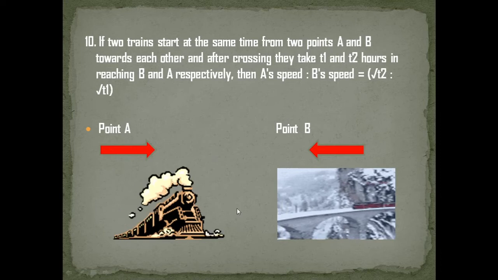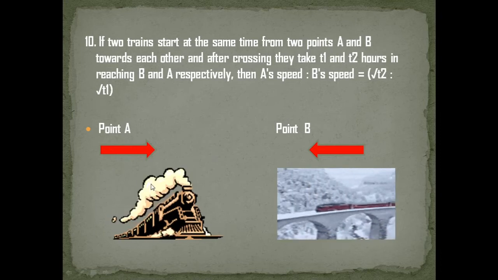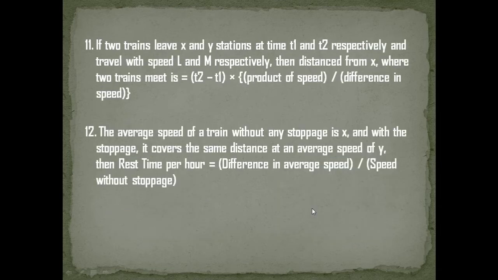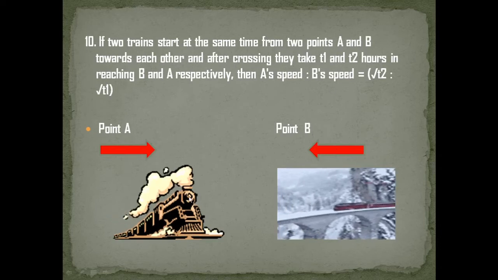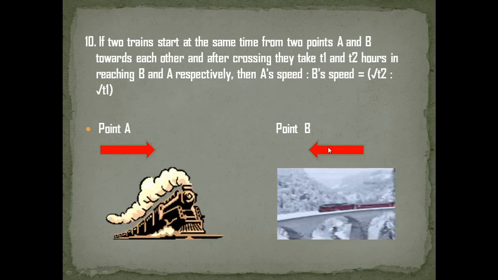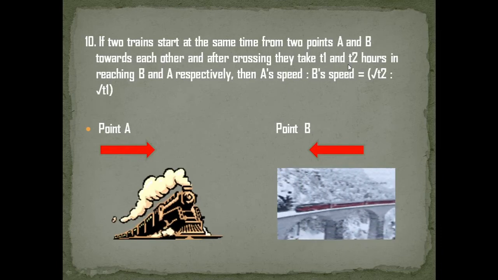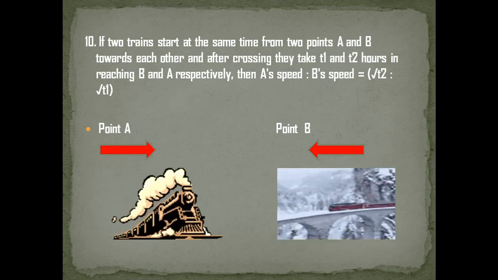So this train will cross this train and it has to reach the point A. After crossing this train, the time taken to reach point A by this train will be T1, and the time taken by this train to reach this point B will be T2. So this T1, T2 is the time taken by the trains to reach the opposite point after crossing the opposite train.